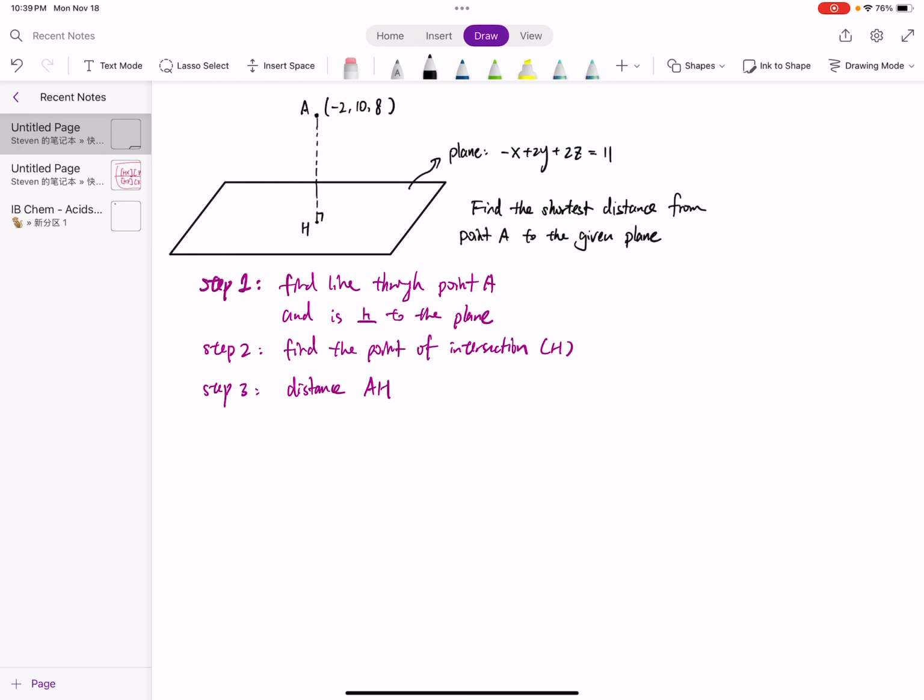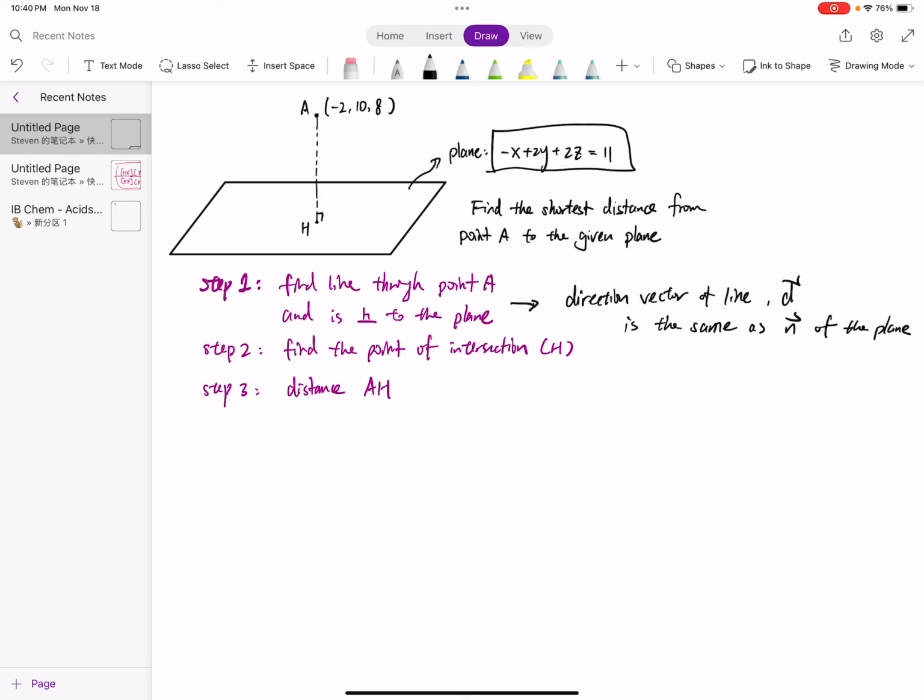We need to create a line that goes through the given point A and is perpendicular to the plane. For a line we have a direction vector. The direction vector of the line, which is d, is the same as the normal vector of the plane. That is one of the most important things for the question. From the given equation of the plane, we know the normal vector: it is basically the coefficients of x, y, and z, which are -1, 2, and 2. So this is also the direction vector of the line.